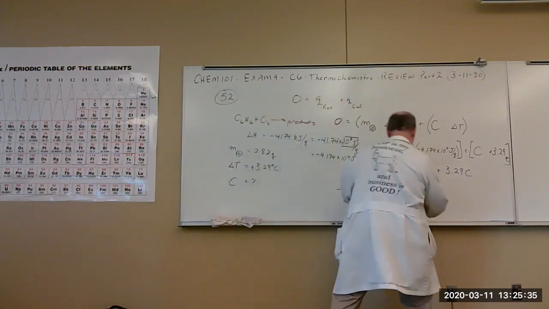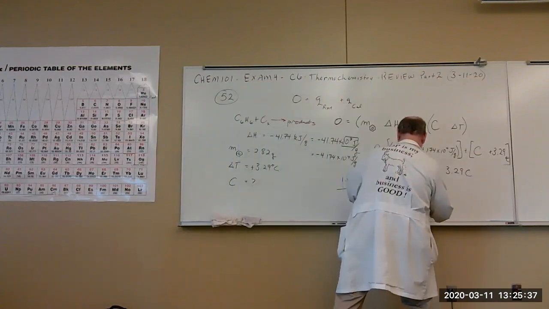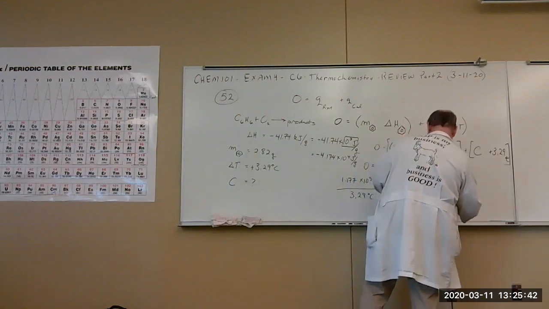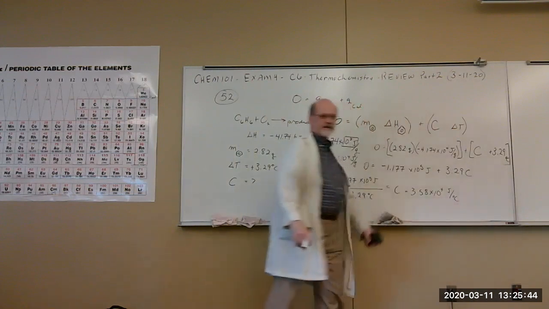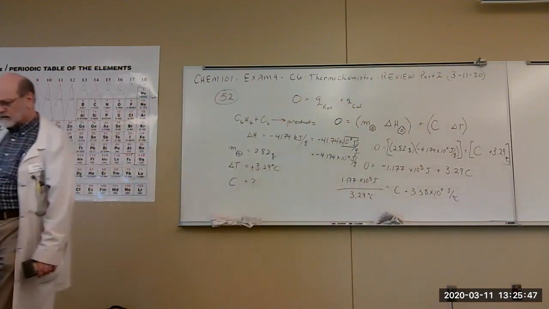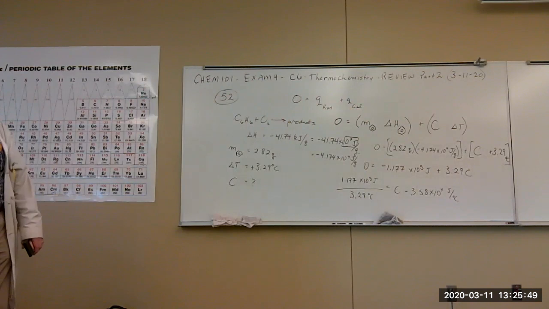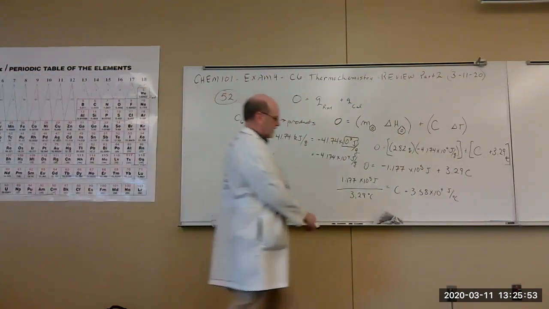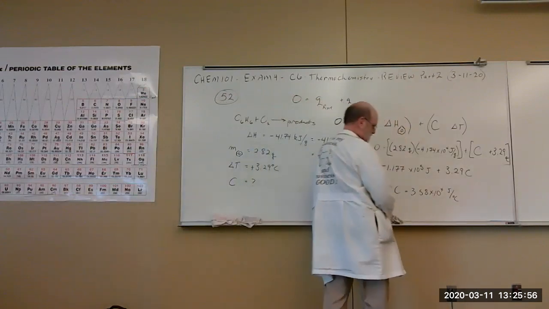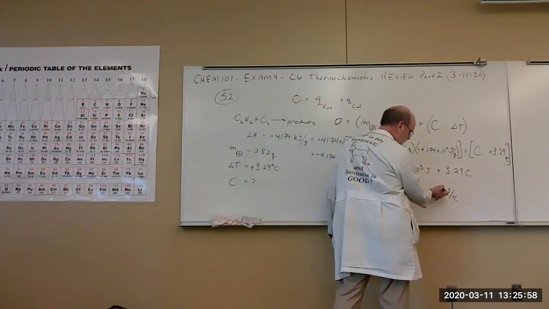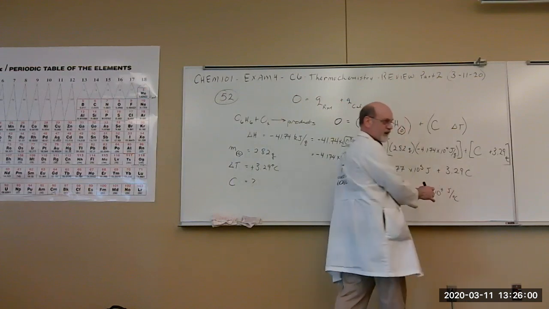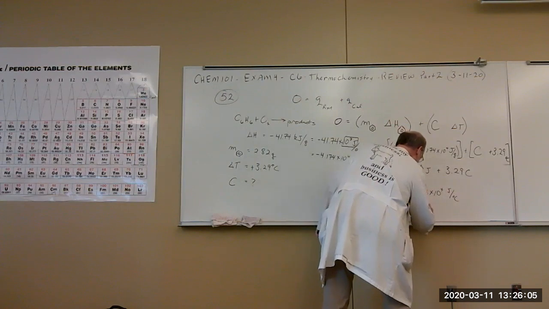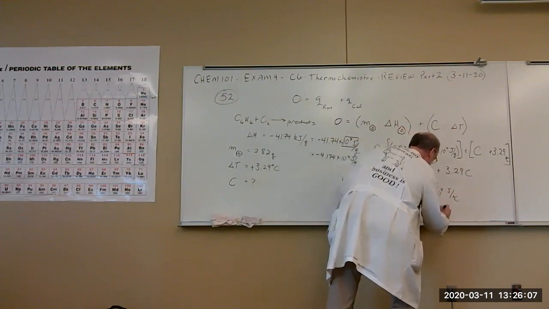So I get 3.58 times 10 to the fourth joules per degree C. Now let's see if that one is one of our answers, 52. Okay, it's in kilojoules, right? So what is this in kilojoules? You just take 3 of those and put them over here as a K. 3.58 times 10 to the first. Kilojoules.